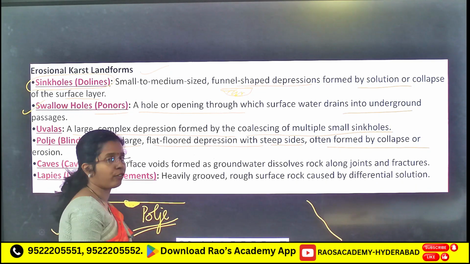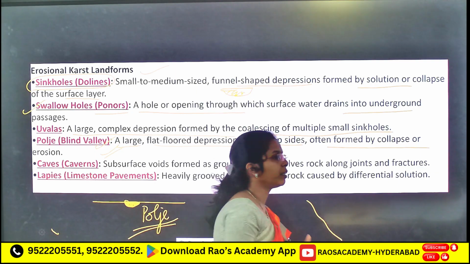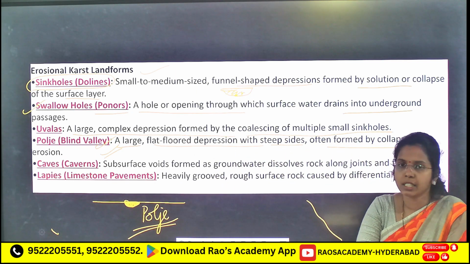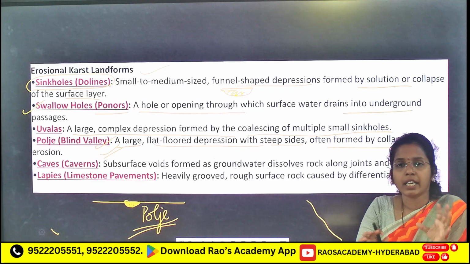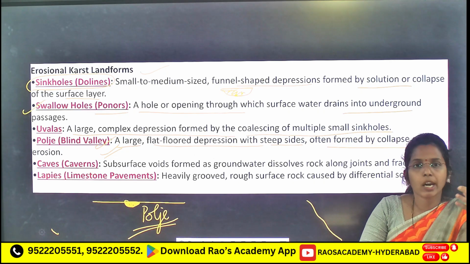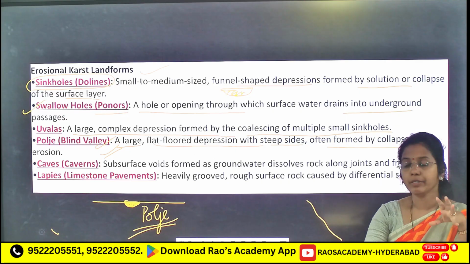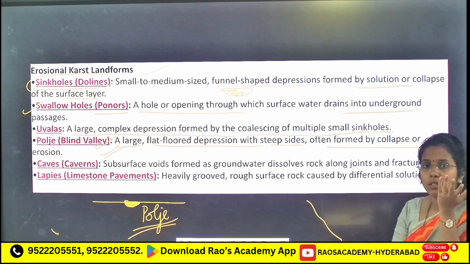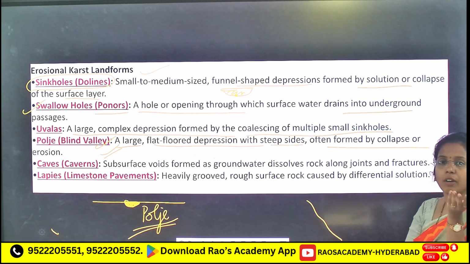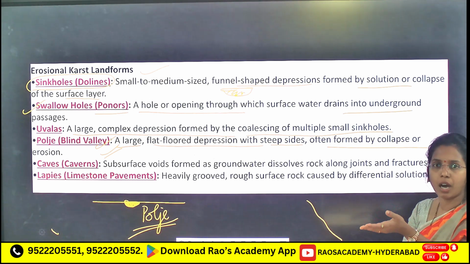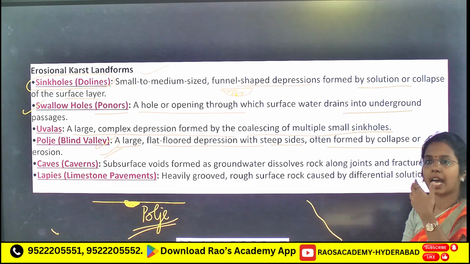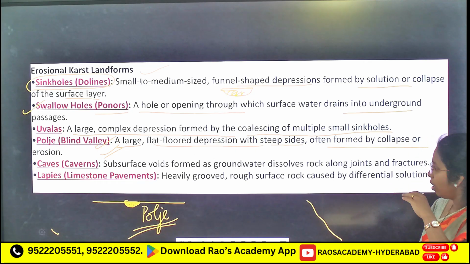These names you have to remember. Mostly they do not ask about formation, but conditions they can ask and they can confuse. Is it erosional or depositional? They can give this polje among glacier landforms, and ask which of these are related to groundwater landforms, or they can ask about glacier landforms.